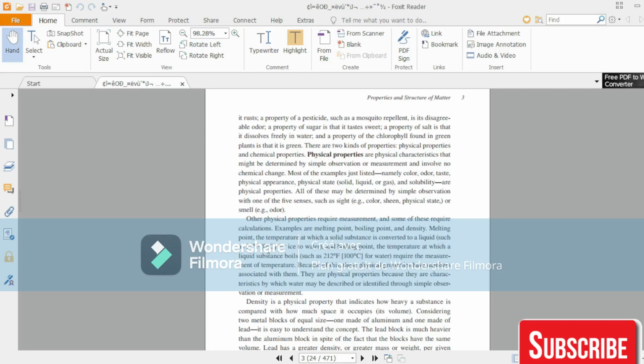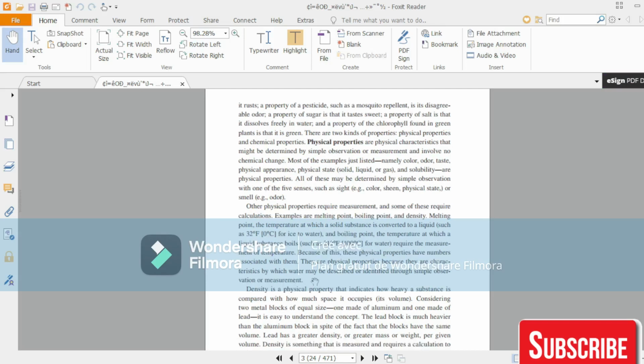Melting point for water is 32 degrees Fahrenheit, and boiling point, the temperature at which a liquid substance boils, is 212 degrees Fahrenheit or 100 degrees Celsius for water. These also require the measurement of temperature. These are physical properties because they are characteristics by which water may be described or identified through simple observation or measurement.